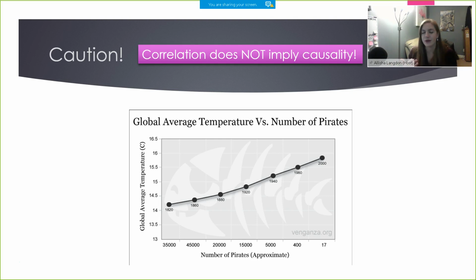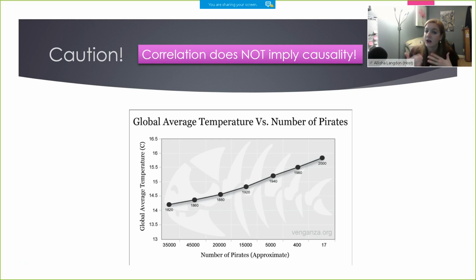If you're ever on Facebook, people like to talk about this idea. They will share graphs and show a relationship between two variables. They're like, oh, as this increased, this also increased. It must be a cause and effect type of thing, hence causality. But that's not always the case.